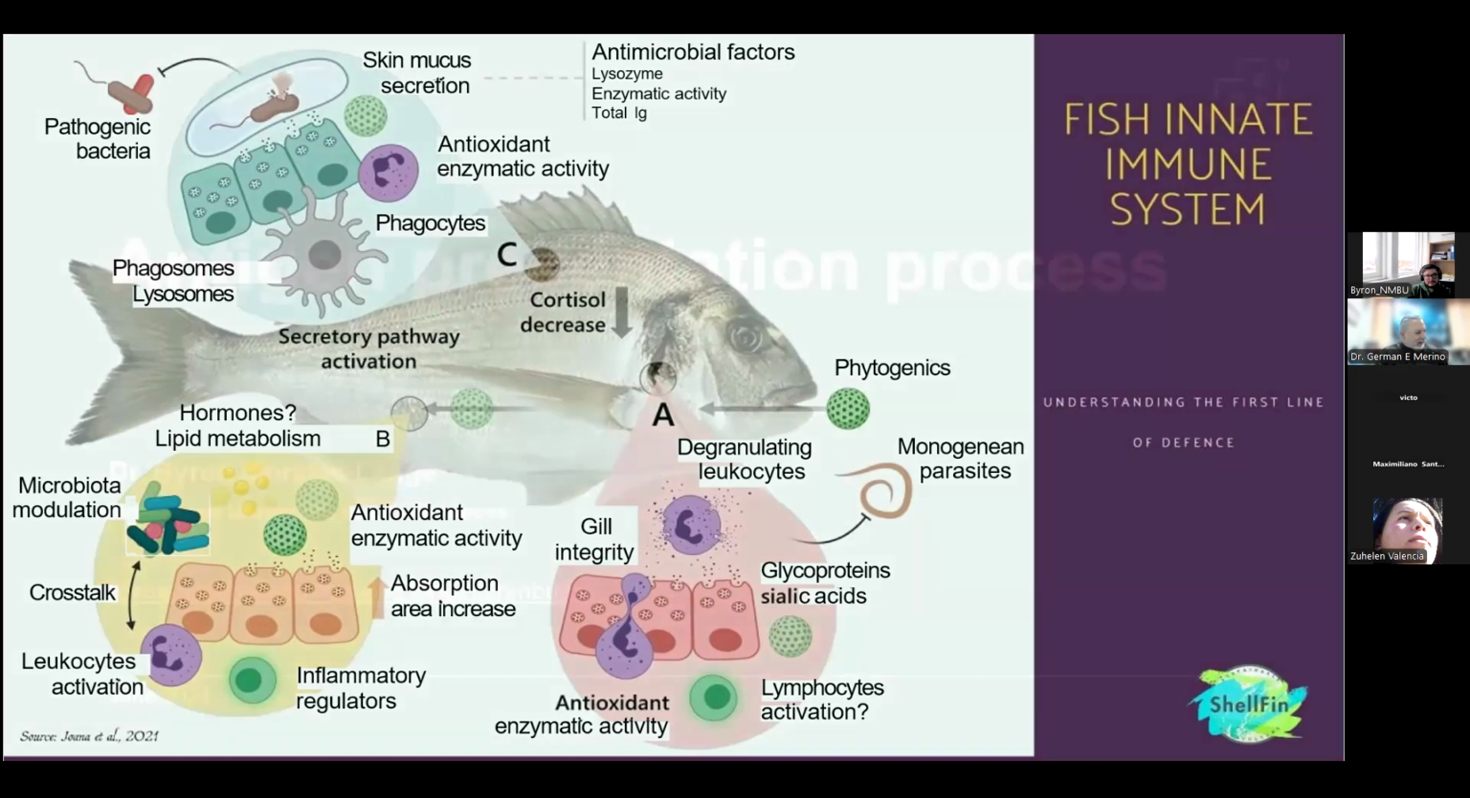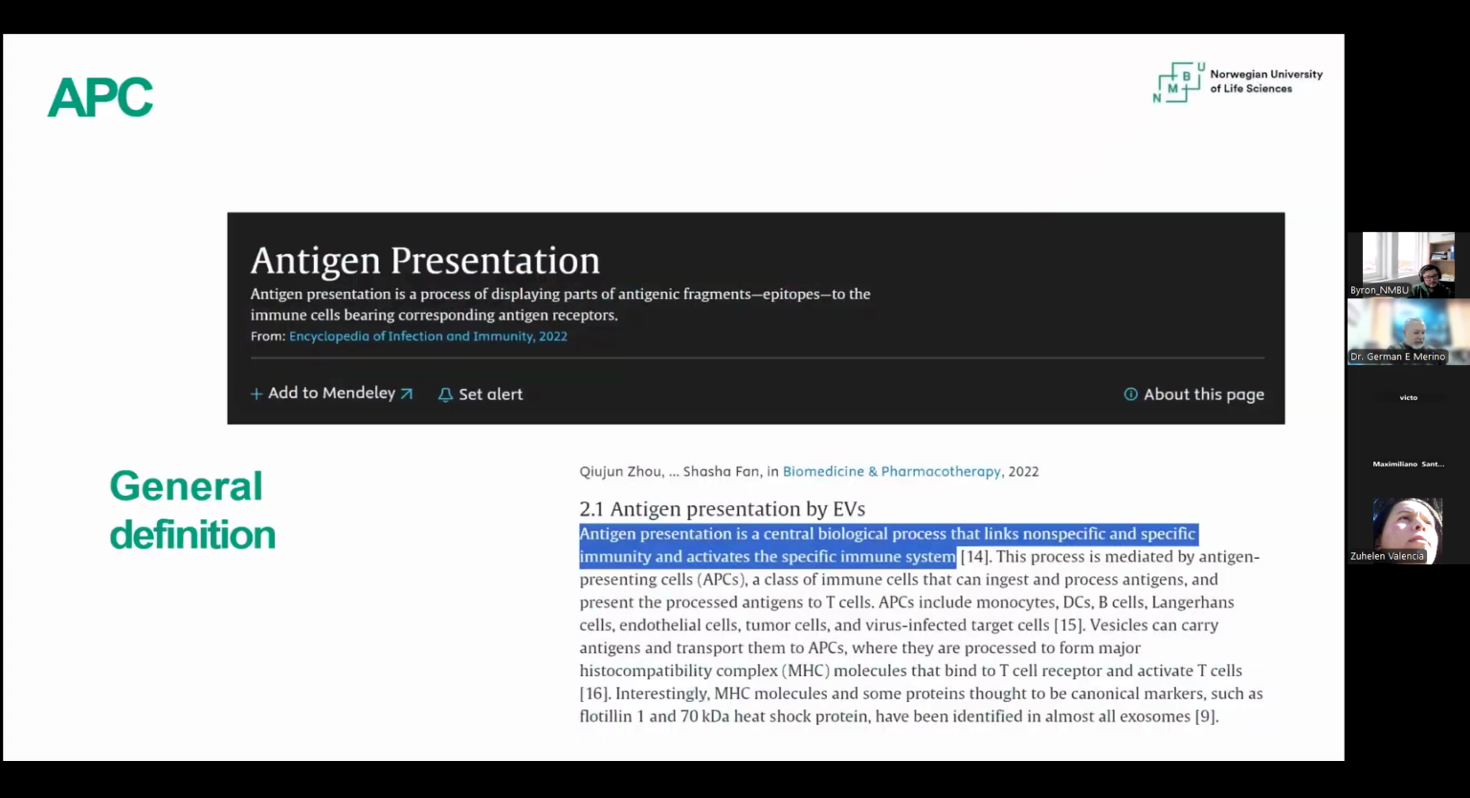So after this, we have this bridge. The general definition is that this is the bridge between innate and adaptive immunity. In fish, that is still something that needs more discussion, mainly related to which specific cells are professional antigen-presenting cells. Because all cells with a nucleus can present antigens through MHC1, but we also have the professional ones, and those are for MHC2. And we will discuss some examples.